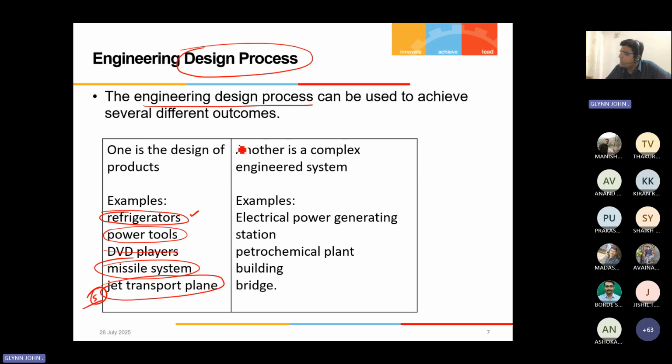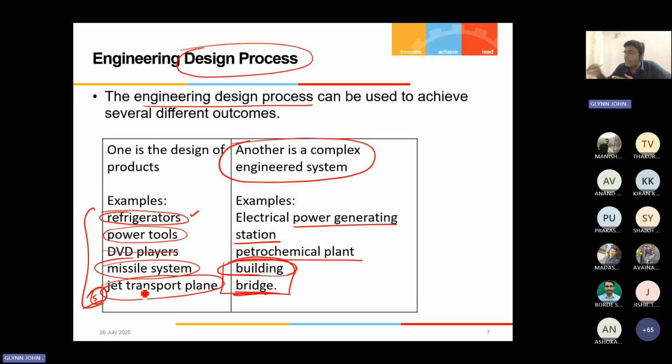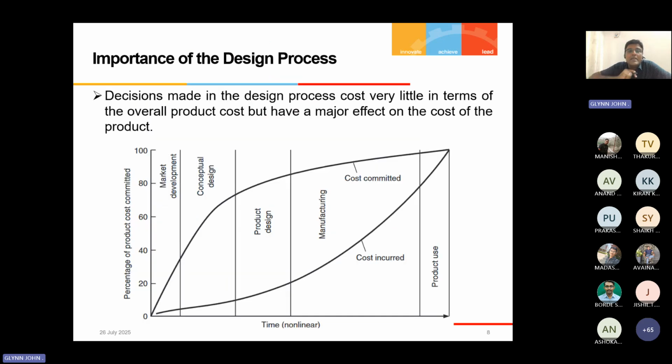Now, in some cases, you may deal with a much more complex engineered system also, right? For example, an electrical power generating station or a power plant, right? A petrochemical plant. Now, in the case of civil engineering, a building is also a product, right? A bridge, maybe a complex engineering system, or engineered system. So these are very complex systems. So we may be developing something like this also, or we may be developing products like the ones listed, right?